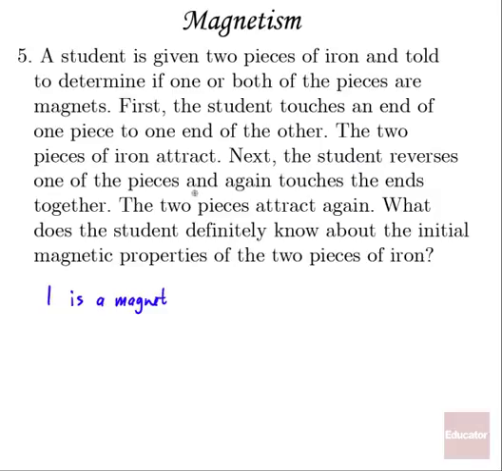Next, the student reverses the ends of the pieces and again touches the ends together. The 2 pieces attract again. Well, if they were both magnets and they attracted one way, when you flip it around, they should repel. So they both can't be magnets. What this tells me is one is a magnet and one is a magnetic attractable, we'll call it.